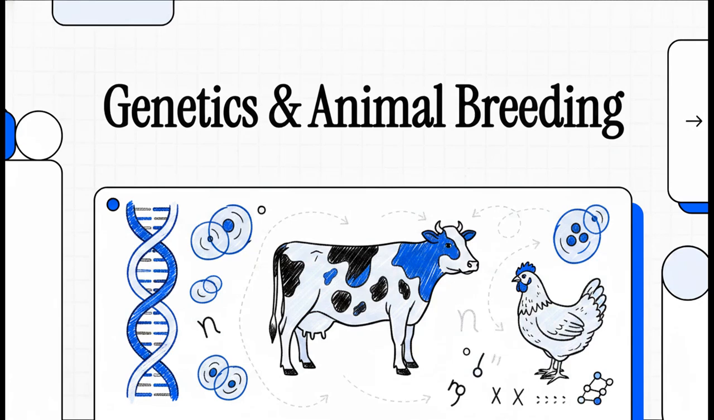A modern high-producing dairy cow or a commercial flock of chickens, they aren't just accidents of nature. They are highly tuned biological machines. Today, we are unpacking the blueprints driving the animal world. We're going to look way beyond basic genetics to see how humans have harnessed that science through animal breeding to fundamentally shape our global food supply.